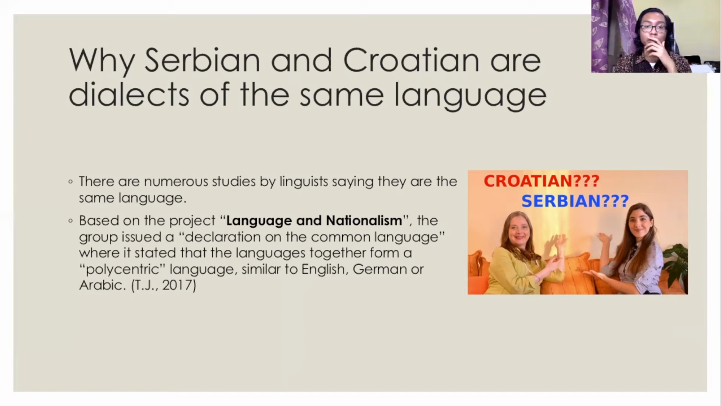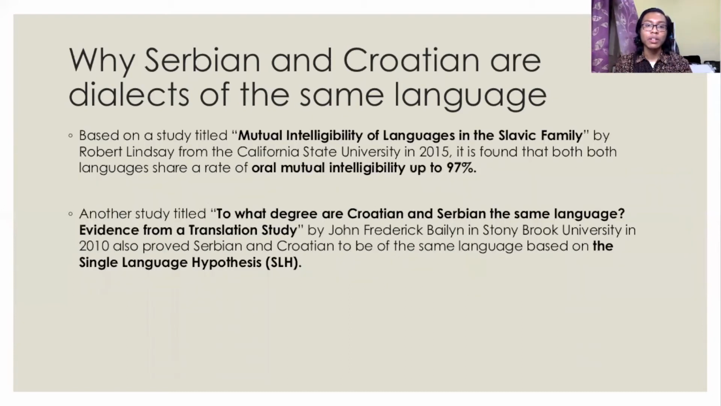For example, there is a project titled Language and Nationalism, in which linguists and NGOs participated, and they issued a declaration on the common language where they have shown that Croatian and Serbian and other Yugoslavian languages can form a polycentric language similar to English, German, or Arabic, thus giving the indication that they are in fact dialects of a grand language and not different languages altogether. There are also two other studies I will present.